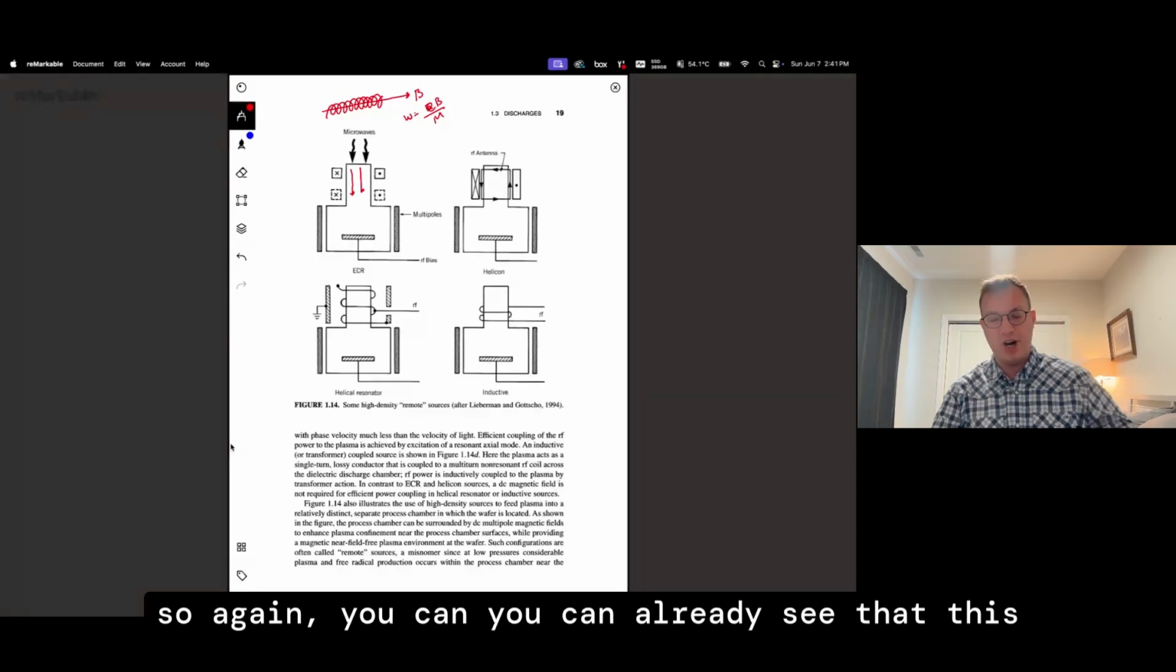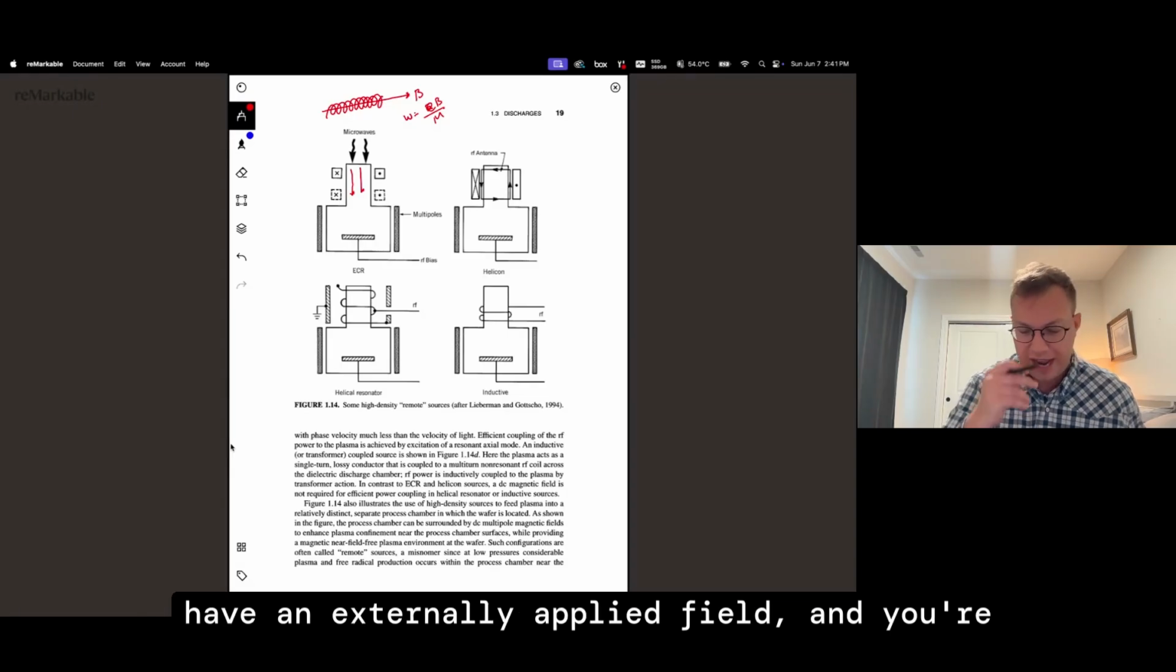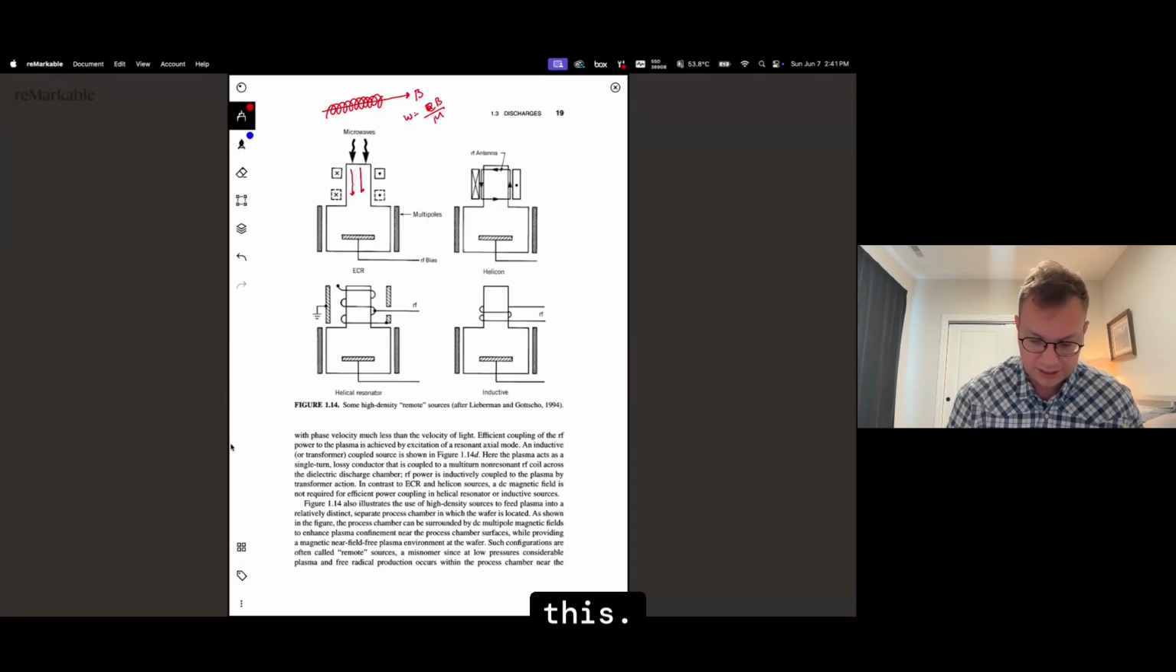So again, you can already see that this is quite a bit more complicated. You now have a microwave RF source. You have to have an externally applied field, and you're going to have challenges with uniformity with this.